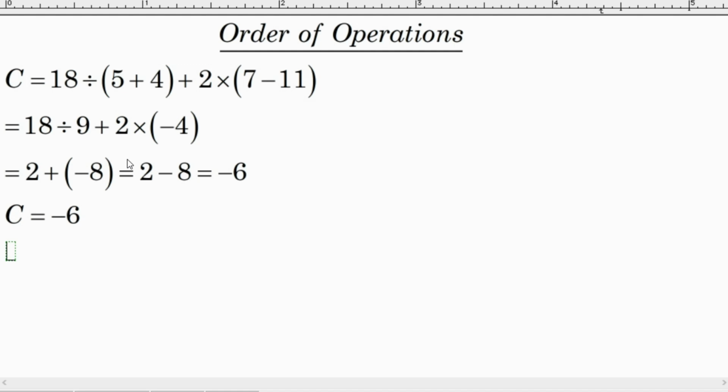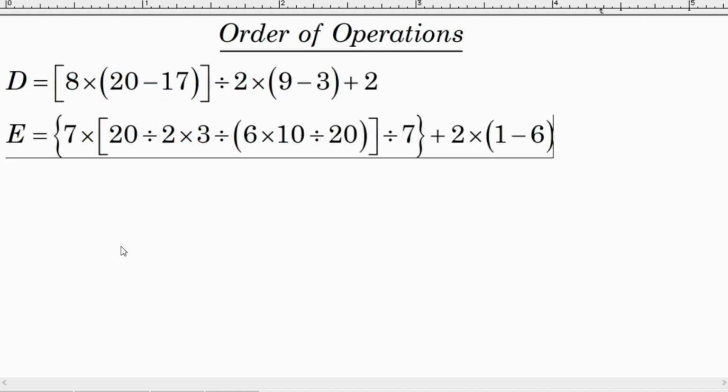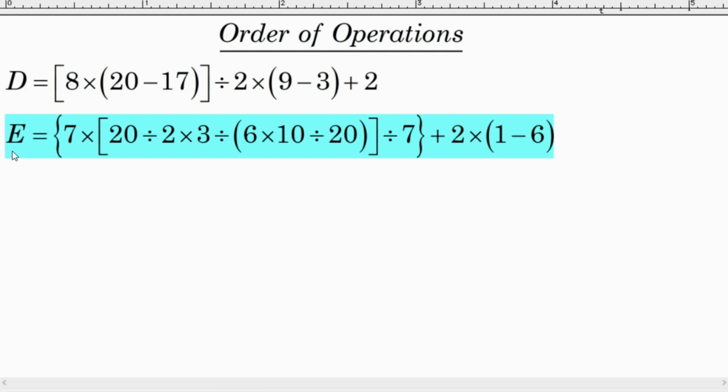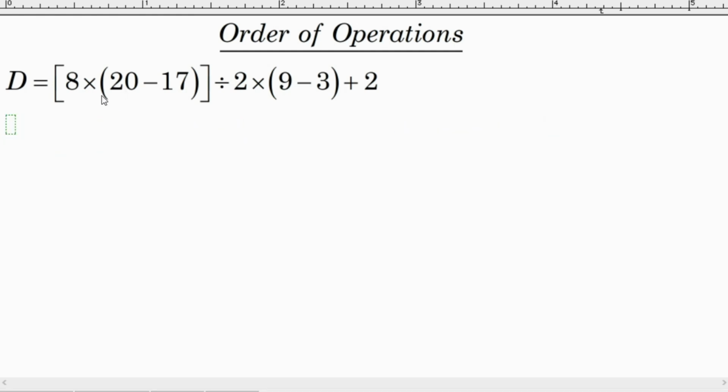Okay, so now let's jump to the next question, D. Let me delete question C. Okay, now we have question D. Let me delete question E. Now we have question D here. In question D we have brackets and parentheses in the bracket, and also we have parentheses outside here.